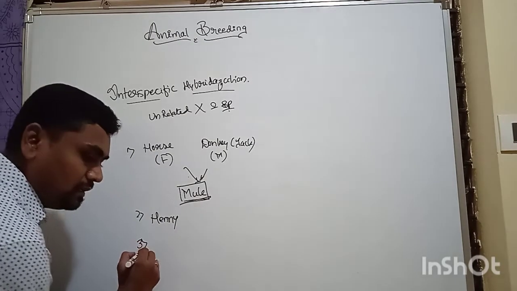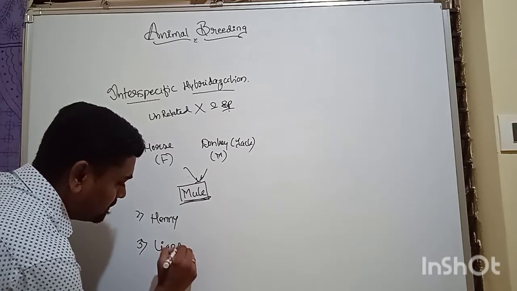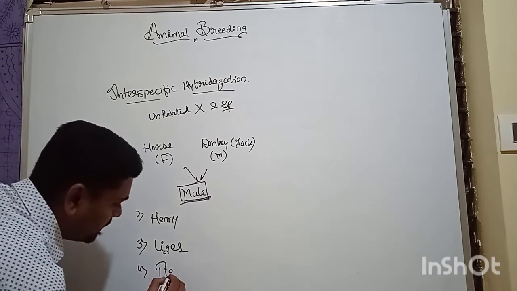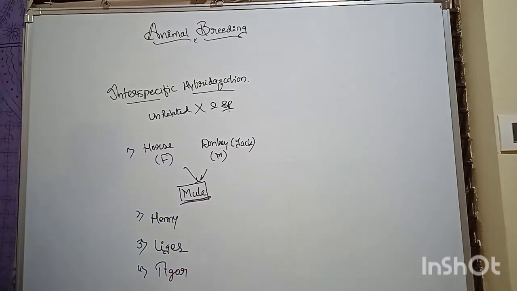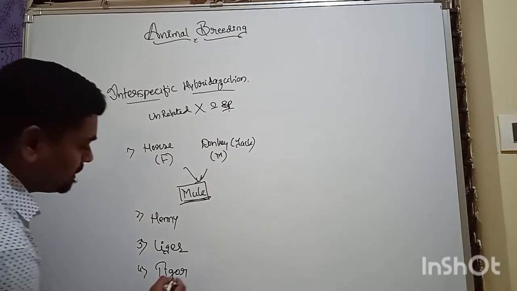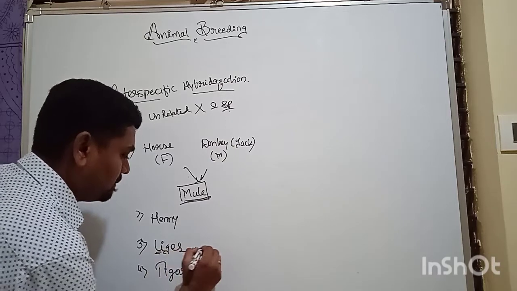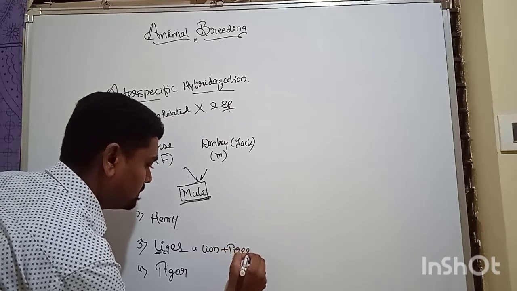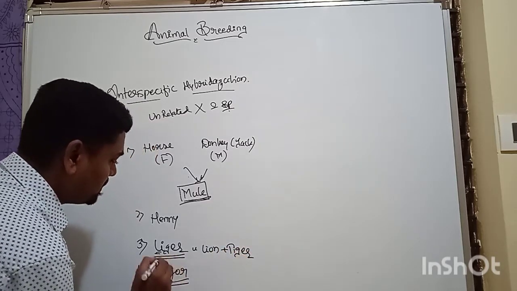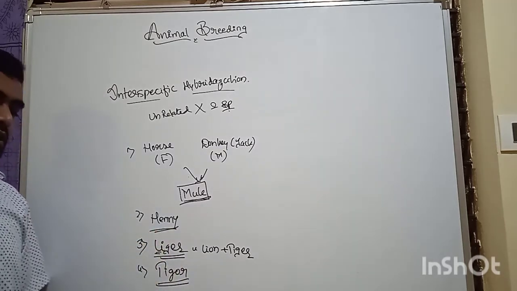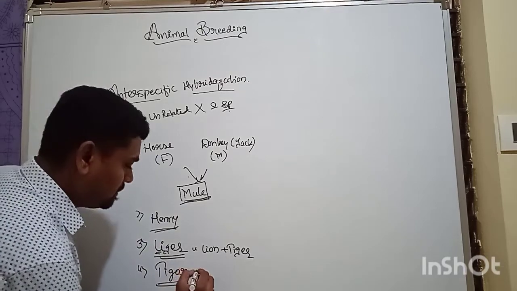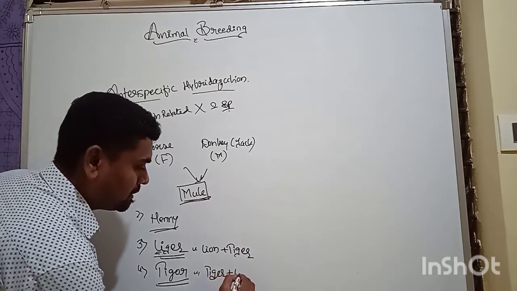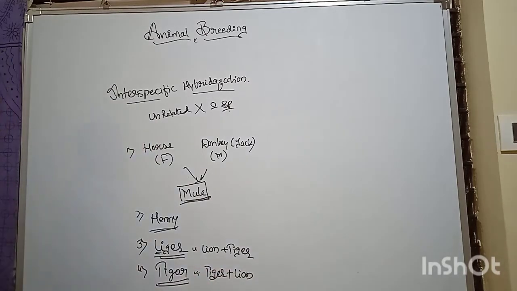Next, after henny we go to the liger, not tiger. This is the tiger, not your Tiago Tiger car. Here L means male lion plus tiger. The output is liger. Tiger plus lion, these are the species outputs.